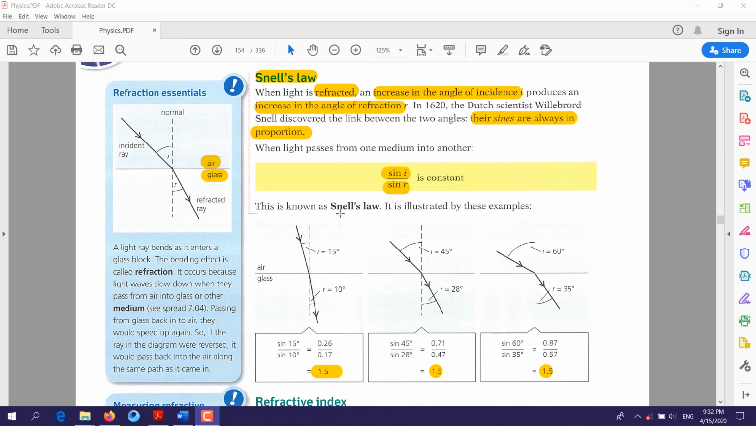So what do we call this? We call it Snell's law. So what is Snell's law? Snell's law says that an increase in the angle of incidence produces an increase in the angle of refraction. Or you can also say Snell's law is that the sines of the incident angle and the refracted angle are always in proportion.